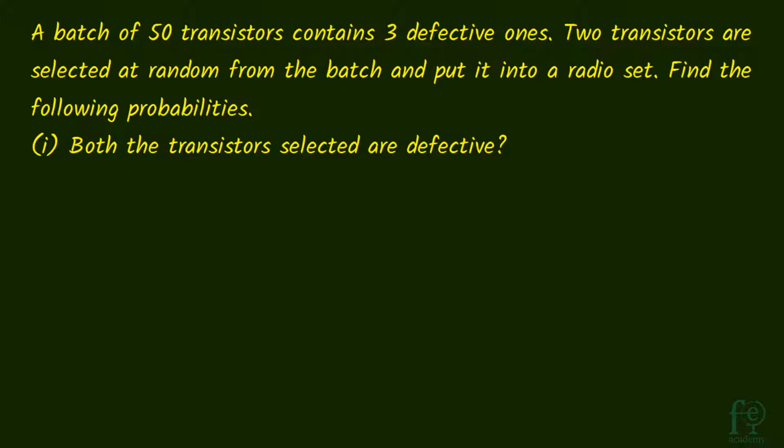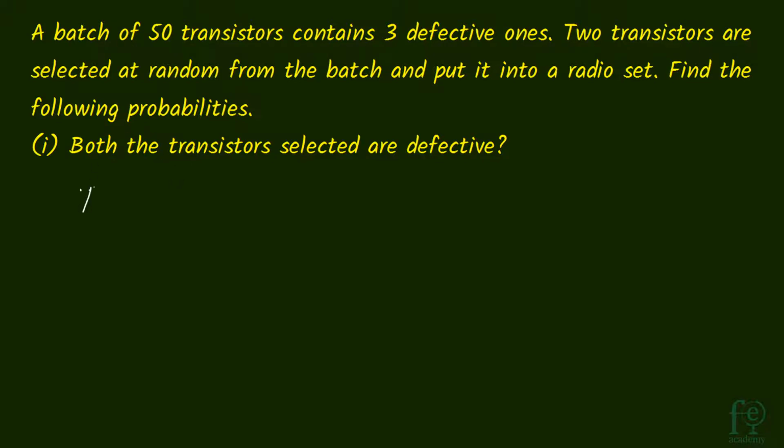So today's question is, a batch of 50 transistors contains 3 defective ones. 2 transistors are selected at random from the batch and put into a radio set. Find the following probabilities. Find the probability that both the transistors selected are defective. So in a batch of 50 transistors, there are 3 defective ones and we have to select 2 transistors and put in a radio set. So what is the probability that both the transistors selected are defective?